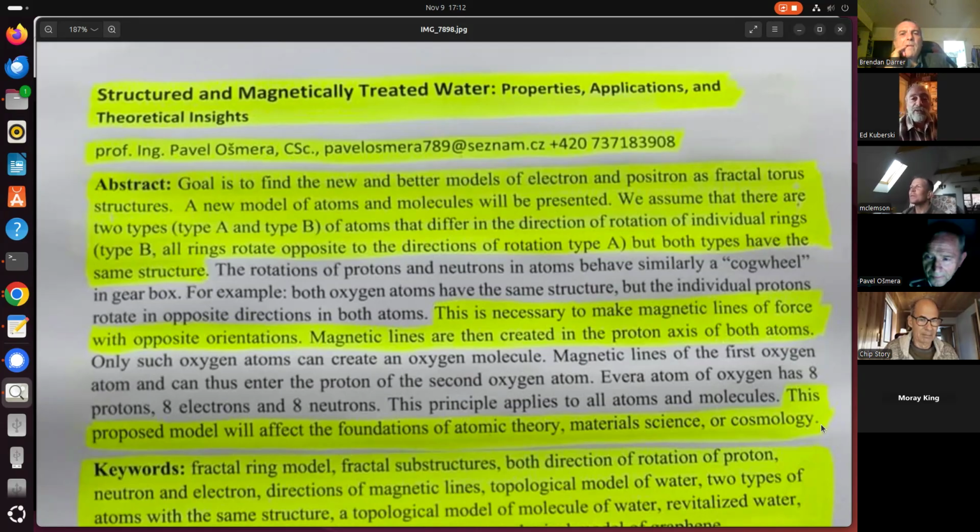We have Pavel Osmera, and we're going to read through his paper on structured and magnetically treated water, which is absolutely amazing. I've read through it and highlighted it. And then we also have Moray King here coming back with us again today. And Moray's got a book that maybe Michael can show to the screen on water as well. So it's really cool to have both you water guys here. So I'll let Michael go, but maybe you can show that book before we start reading here, Michael.